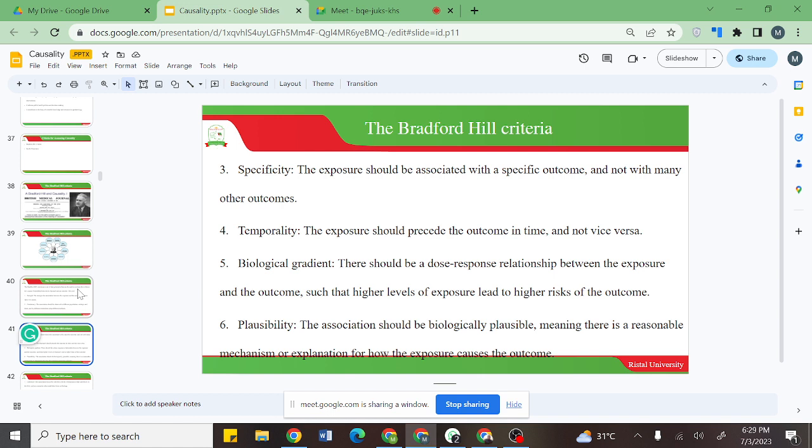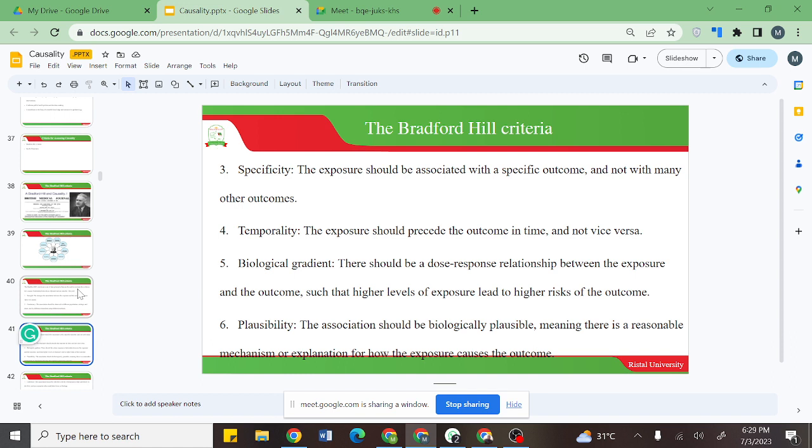So when we talk about temporality, we are talking about issues to do with time. What happened first? The exposure must have happened first before the disease. If the exposure comes after the disease, then it means that exposure is not the one which caused the disease. So we move to the next one, which is biological gradient.